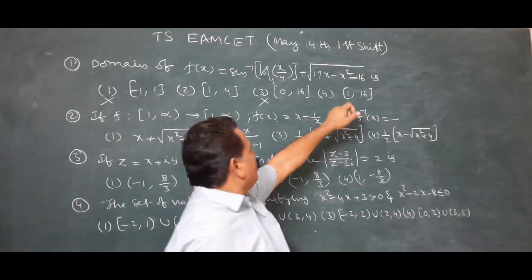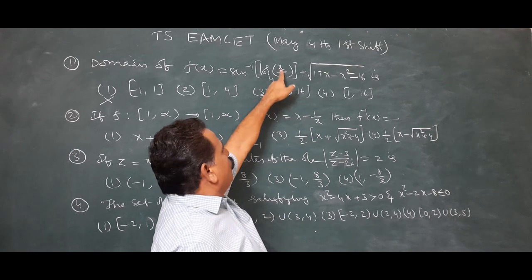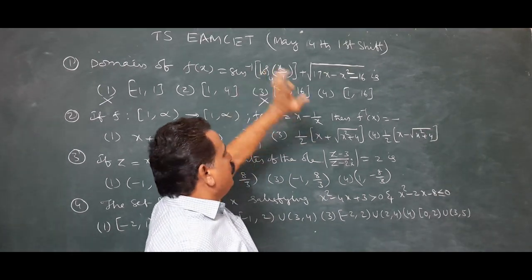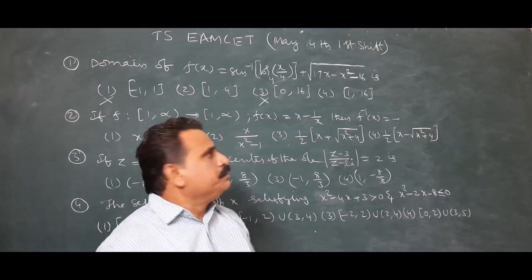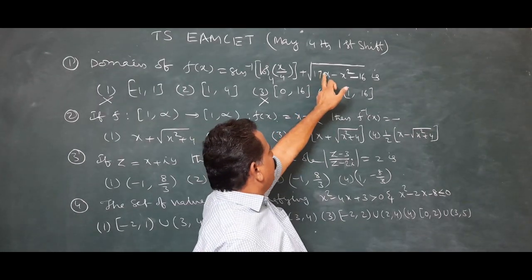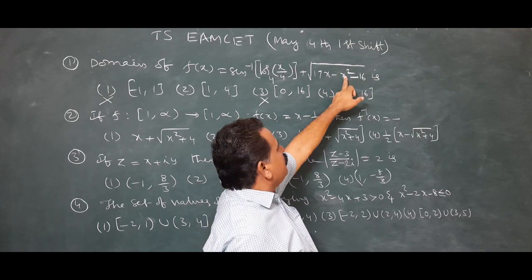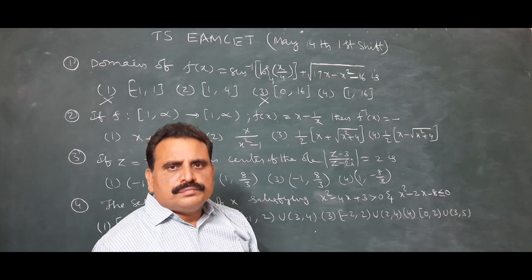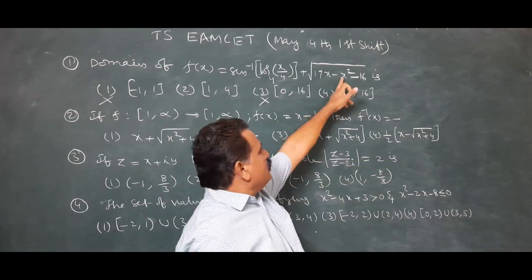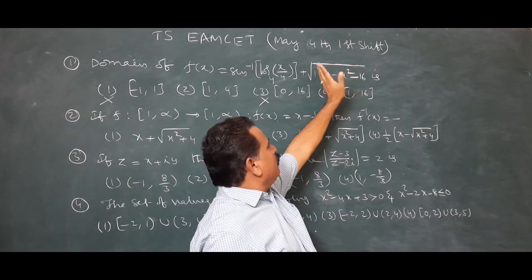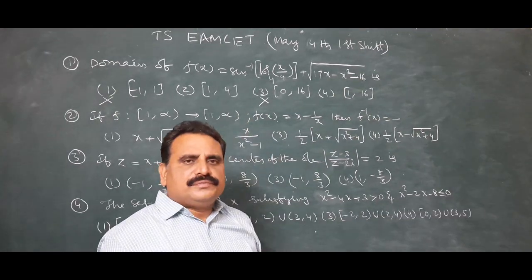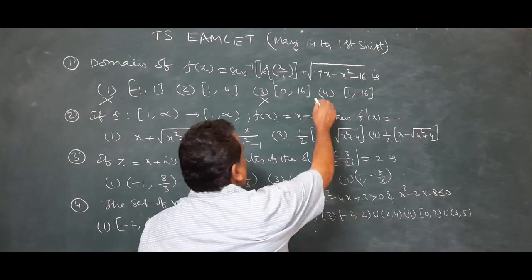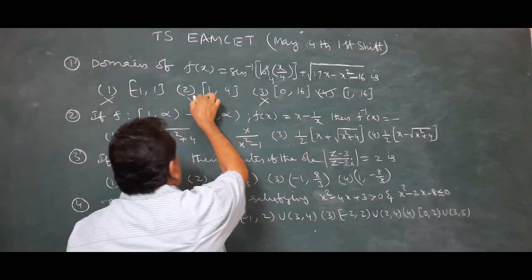Now we check that. If you substitute 16, 16 by 4 is 4, and log 4 base 4 is 1. Sin inverse 1 is defined. Here, 16 into 16 minus 16 squared minus 16 is 0, which is defined. So 16 is one of the elements in the domain, so it is the right answer. Here, 16 is not included, that's why it is the wrong answer.